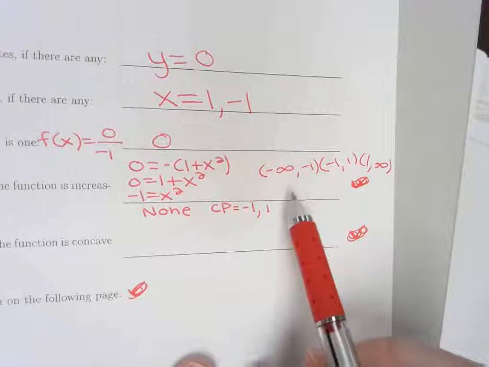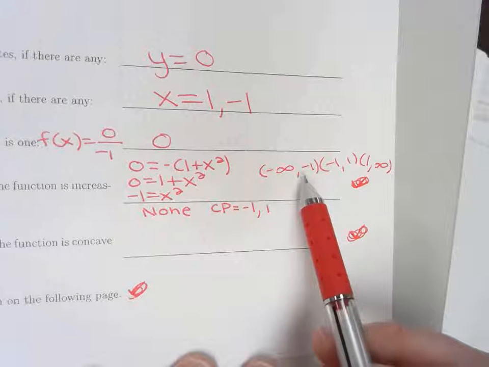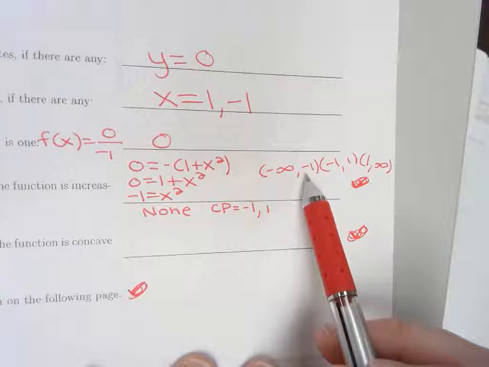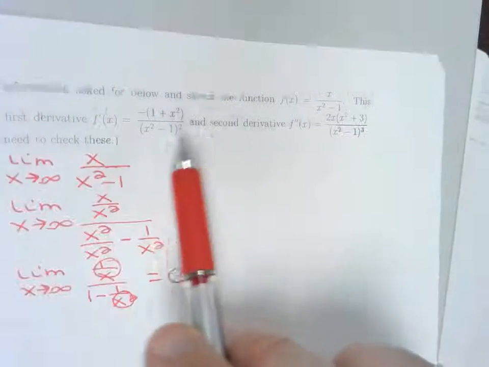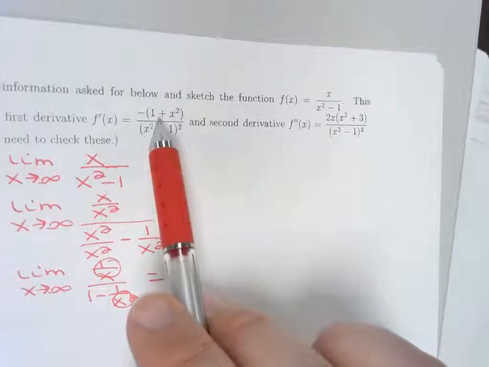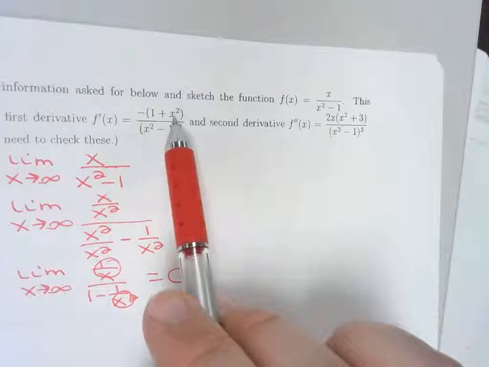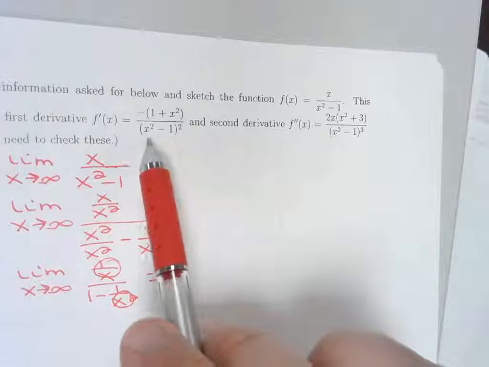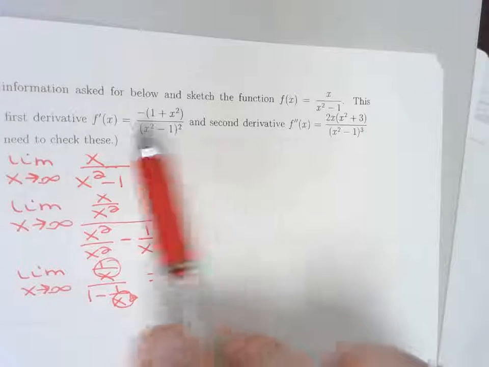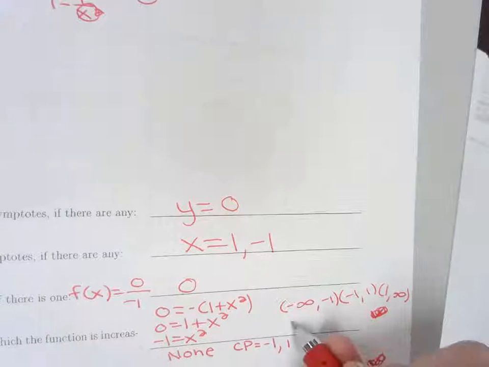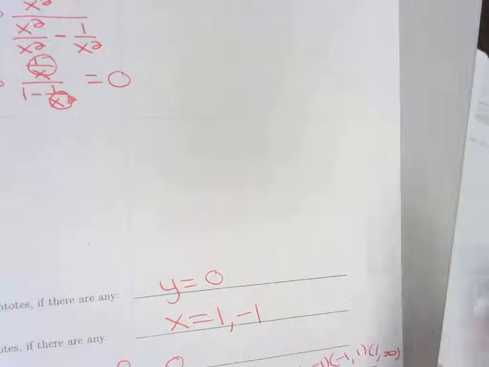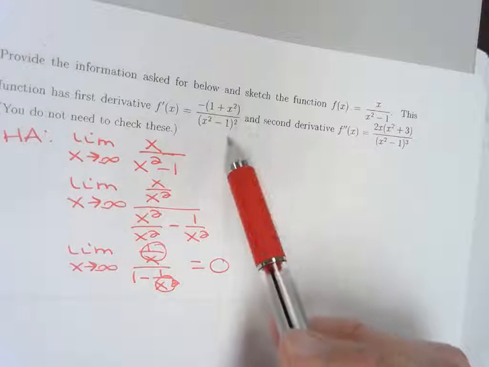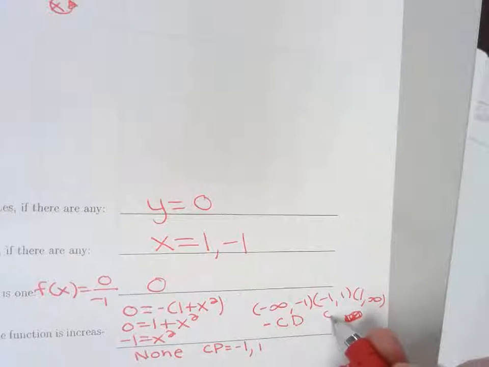So negative infinity to negative 1. Let's check negative 2, and you plug it into the first derivative. If I plug negative 2 in, I don't need an actual number, but this will be a negative over, the bottom will always be positive. So negative. If I plug in 0, negative over positive, so negative.